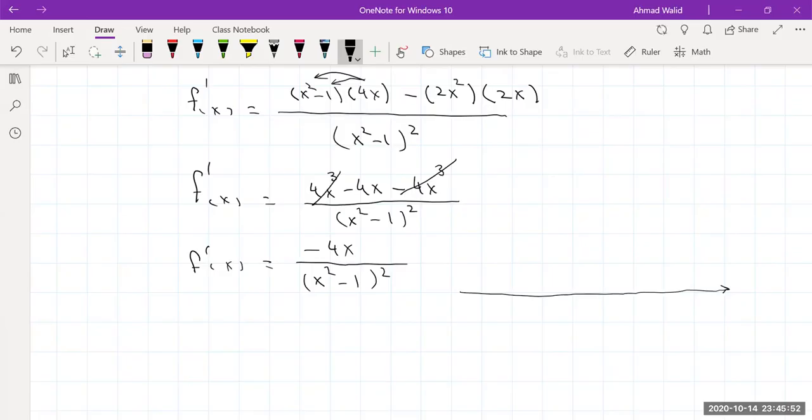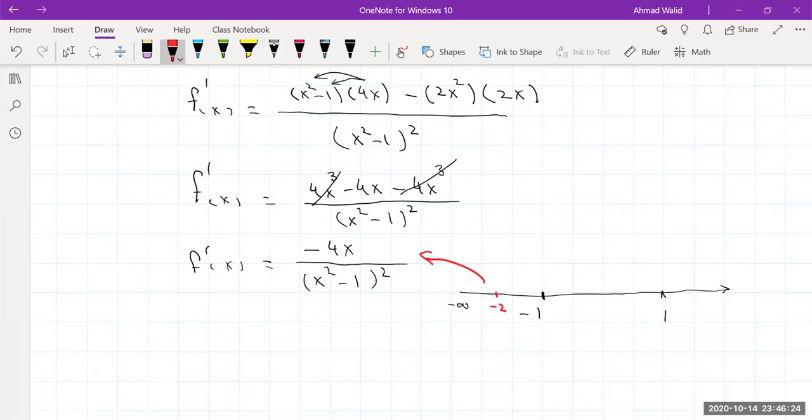I already know my critical points, which was my vertical asymptote, negative 1 and 1. Now I have to do a sign chart or a sign table. During the lecture, I used a table for you. Here I'm using a number line, which is the same thing. Pick a value from this region, from negative infinity to negative 1. For example, let me change the color. Let's pick negative 2 and plug in negative 2 to where?